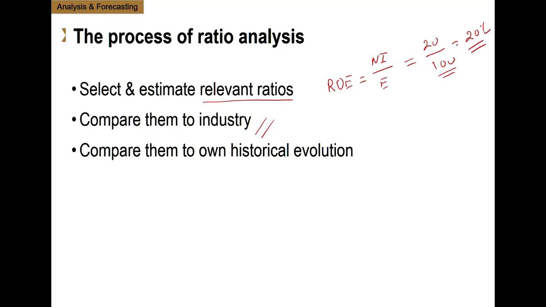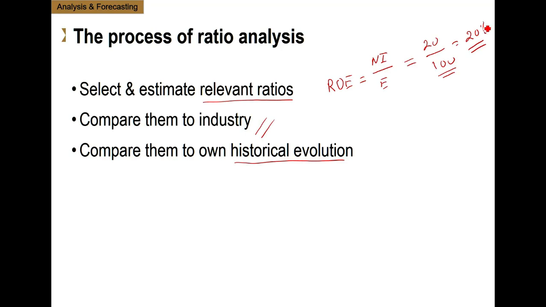One could assume that it may be satisfactory, but what if your competitors are earning 40% or 50% on average? Then it doesn't look as good. Or what if your own historical evolution has been such that the previous year you earned 30%, and 2 years before that you earned 40%? Though 20% may seem reasonable, what's been happening is that in the last 2 years your profitability has been falling.